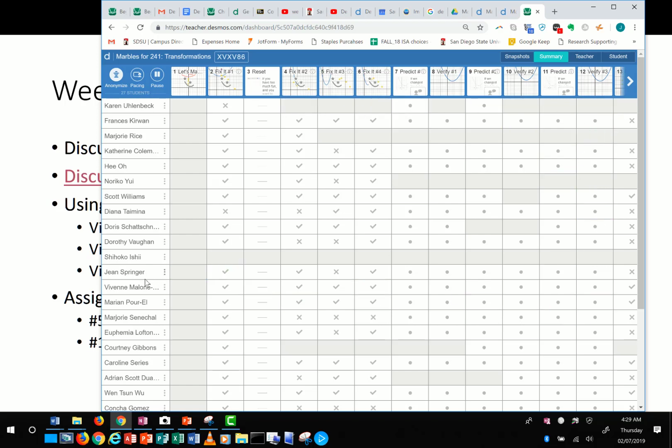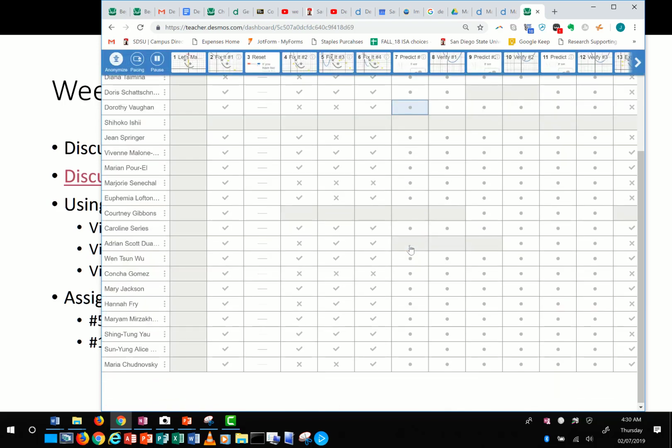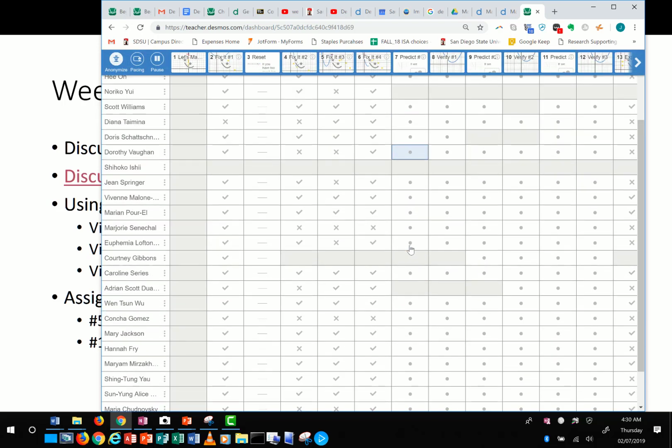On the other hand, look here at John Springer. This person has done everything. An X means the marble slide didn't work, but it still means that they tried. A dot means that they looked at the slide. So I didn't care whether you got it right or wrong. But if you just went through and only did, like Marjorie Rice here, only 3 slides, then I didn't give you full credit, because other people, I'm asking them to go through this and really experience what it feels like to be a student. And if you're just blowing off the activity, then I didn't give you full credit.